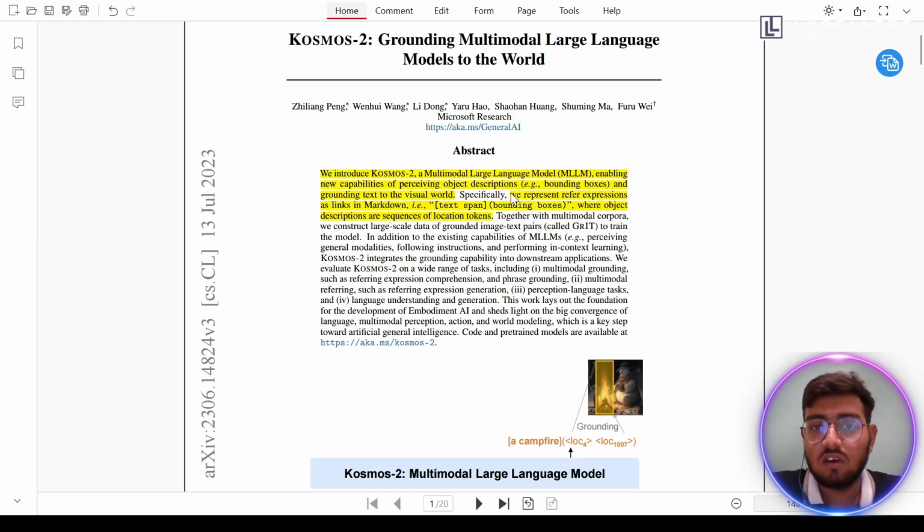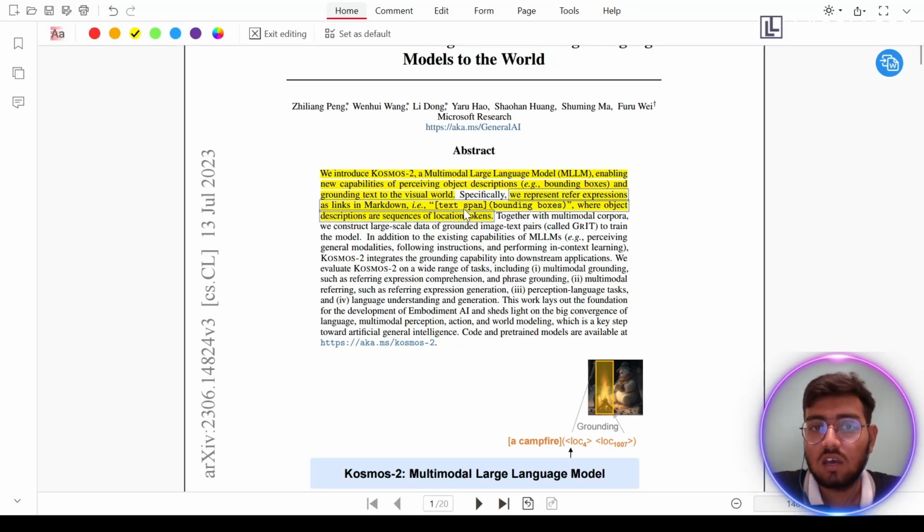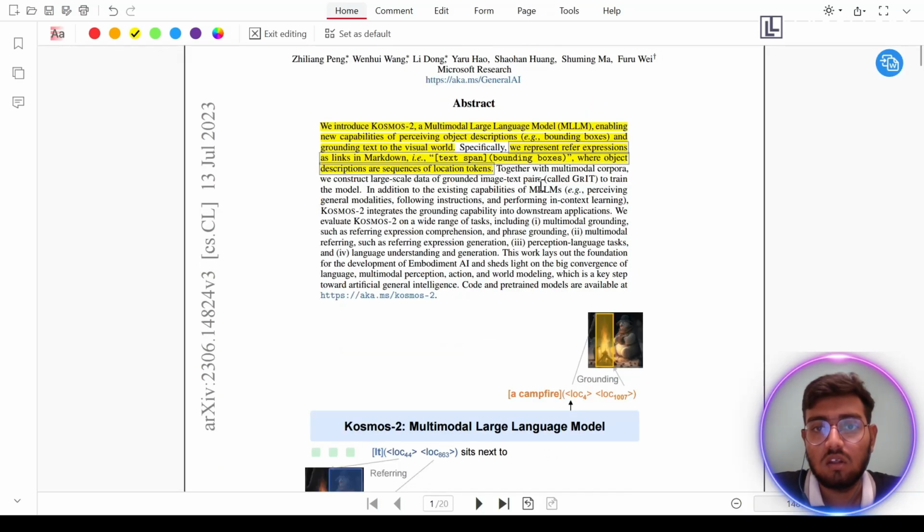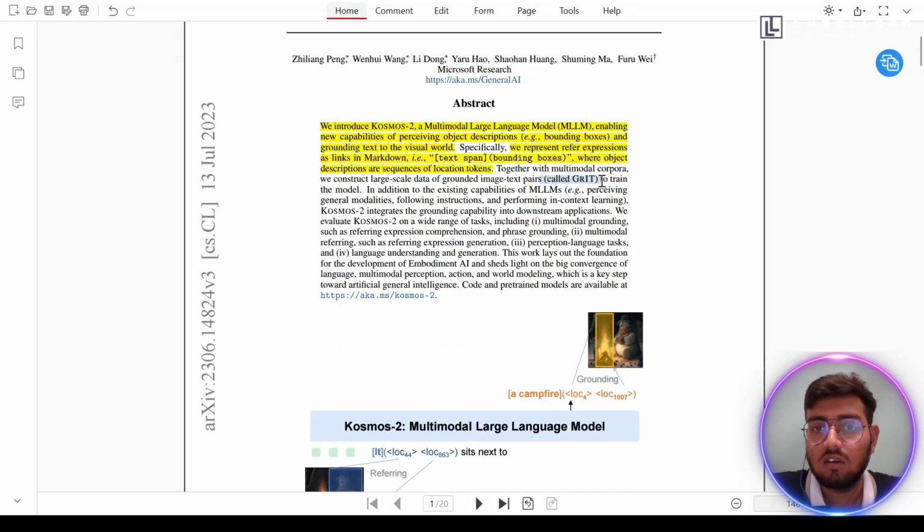The expression it gives as a result is in Markdown, as you can see. So it links, in Markdown, text spans and bounding boxes. This is the text it is talking about, and this is the bounding box of the object it has detected in the image. The object descriptions are sequences of location tokens. It is trained on GRIT. GRIT is a dataset used in vision language tasks, meaning the GRIT dataset contains vision with language pairs. We will talk about it later in this section.